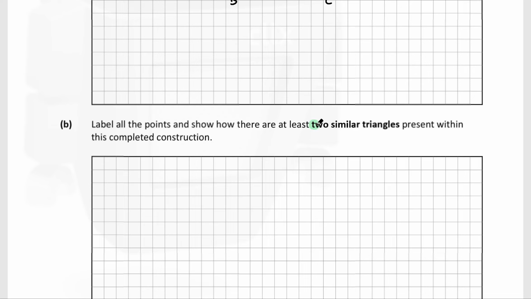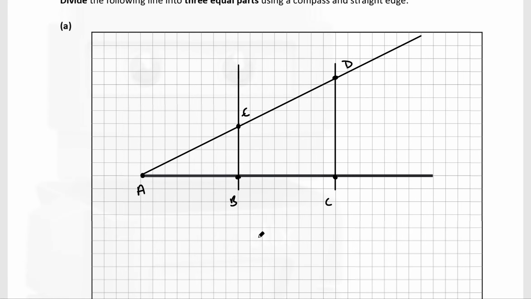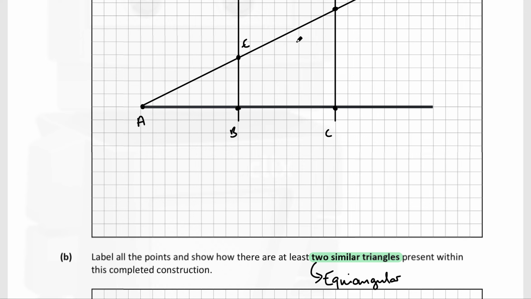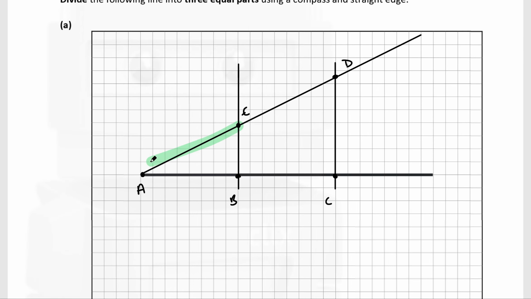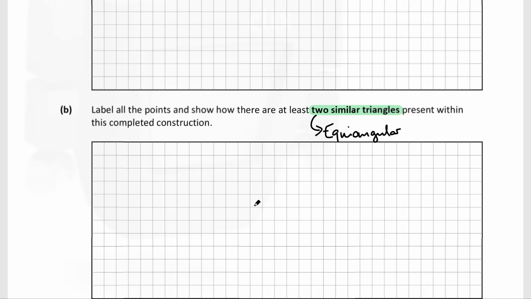So similar triangles, 2 similar triangles. Another way of saying similar triangles is that they're equiangular. All of the angles are the same. That's what we need to be thinking about here. I need to find 2 triangles within this construction diagram that give me angles that are the same. If we look at this, there are clearly 2 triangles. So here's one triangle in the green. I'm going to redraw that out down here, and label the points down here as well. You had to draw this to be able to get out what they were asking for.